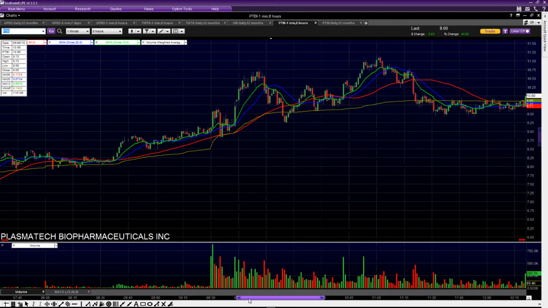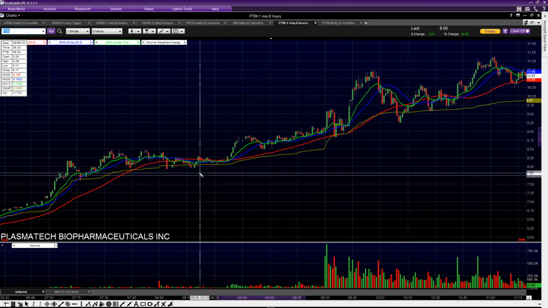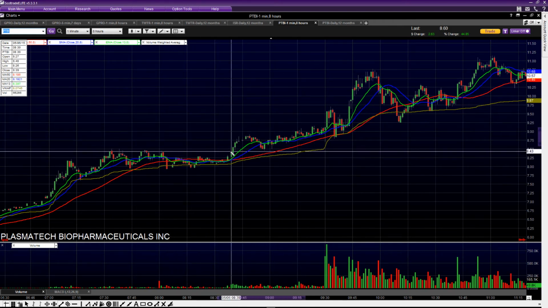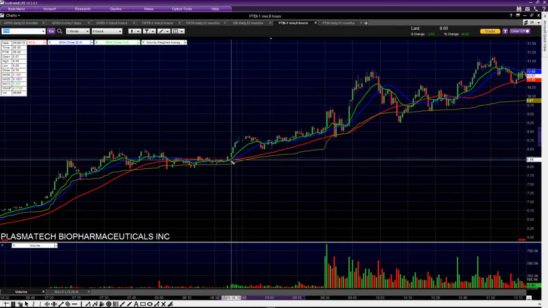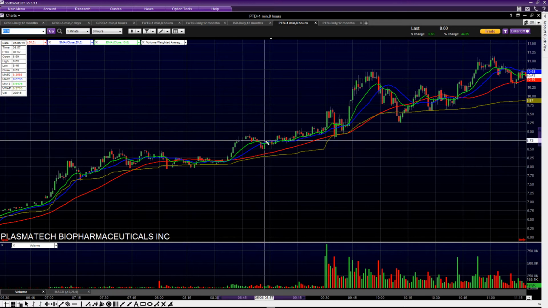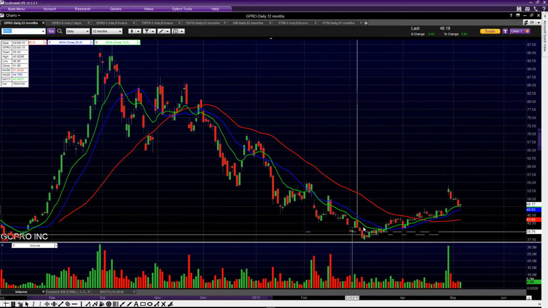So we don't want to predict our moves. We want to just react to the chart. So back here, you know, I wasn't predicting that it was going to break out until I saw this volume come in. All I was doing was reacting to the breakout. And so that's all you really have to do, is just react and be ready to react.